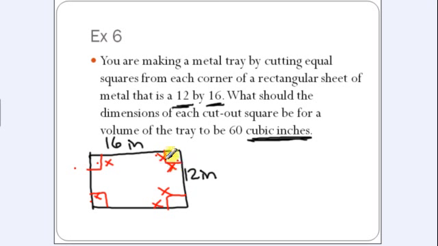Now, imagine cutting out those squares, and then folding up each side along that dashed line to form an open box. Well, a volume of a box is length times width times height. And we know our volume needs to be 60 cubic inches.